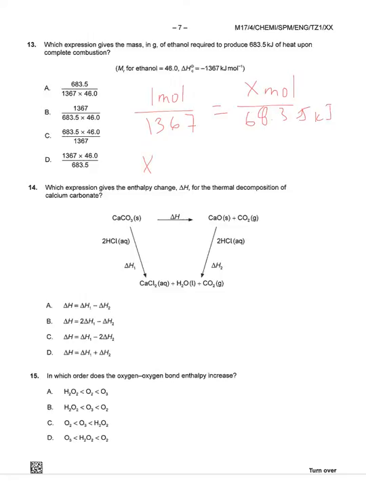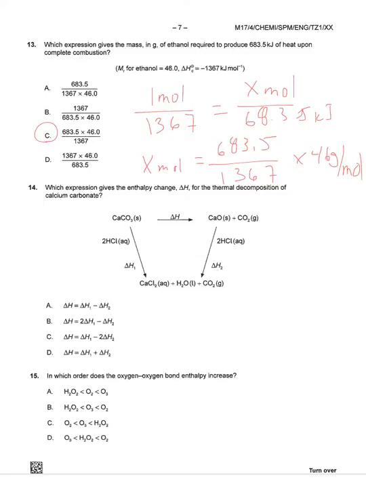So X moles would then be equal to, if I cross multiply 683.5, and then I have to divide by the 1367, and then to convert that to grams, I'd have to go ahead and multiply by the 46 grams per mole found in my ethanol. And so the expression that matches that would be C.